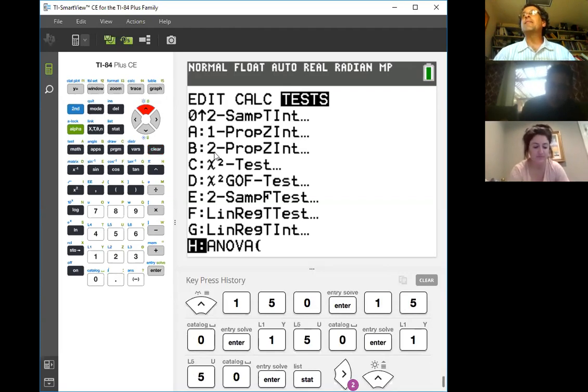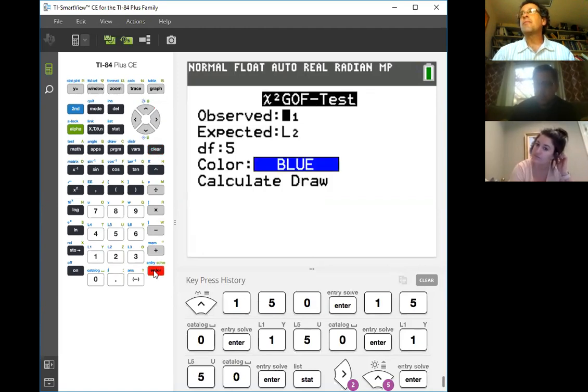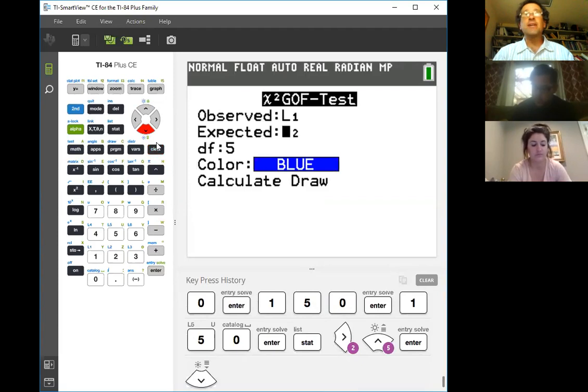But the point is that you're going to have to get it, and I'll explain a few ways of getting it. All right, but I'm going to show you this way, and that is you're going to go up to chi-squared GOF test and hit Enter. And observe should be L1. If it doesn't say L1, go second one and Enter. And expected should be L2. If it doesn't say that, go second 2 and Enter.